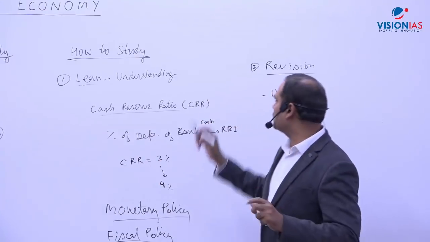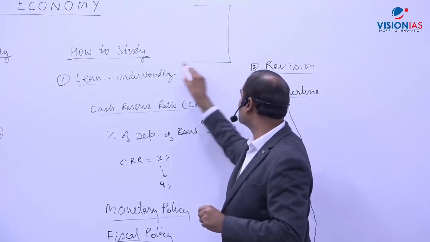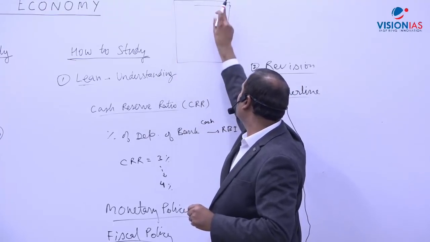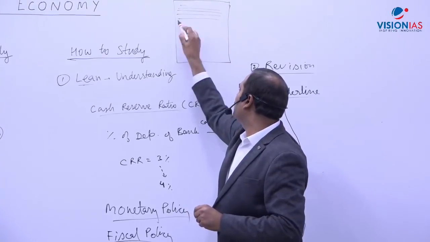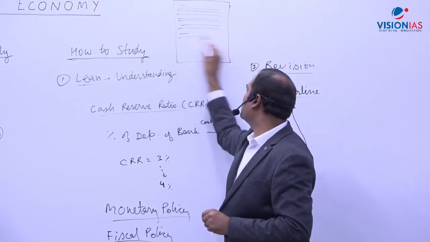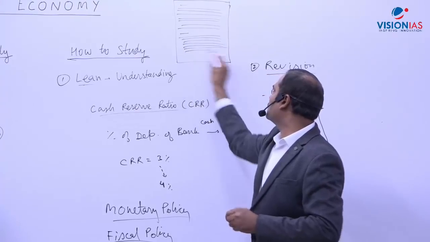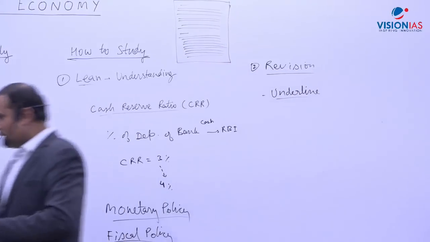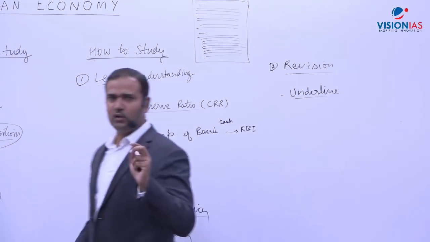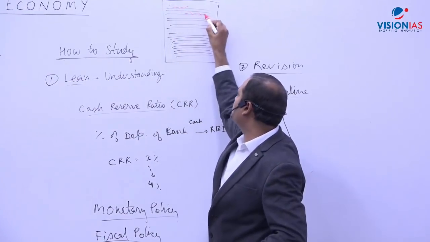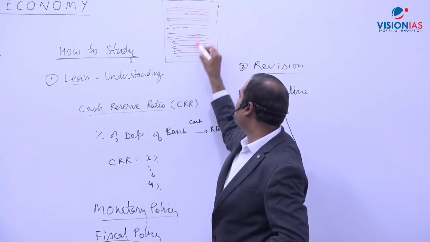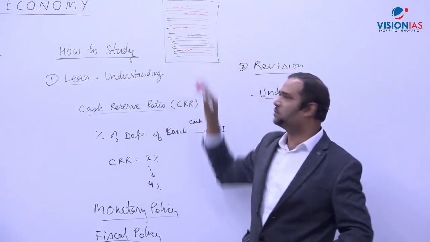I'll give you a brief idea. For example, this is one page of your copy, and you have written these lines. Like this is another topic, you have written these lines on this. Now, as you know, you have to underline only the core idea, don't underline everything. So let us suppose you have underlined this part, this part, this part, this part, and this part only. You have underlined this much.